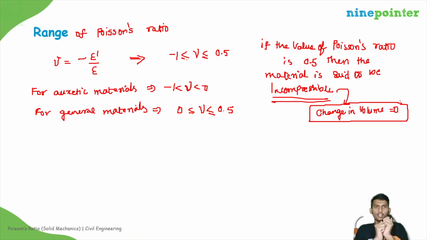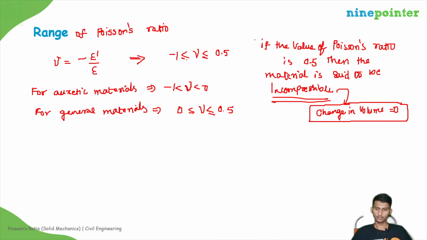See, we said that for general materials, if we apply compression, on the other sides there will be tension. Tension means expansion. So one side compression, other side expansion. So whatever increase in volume occurs in expansion will be nullified by the decrease in volume in the compression, such that the total change in volume will be zero.